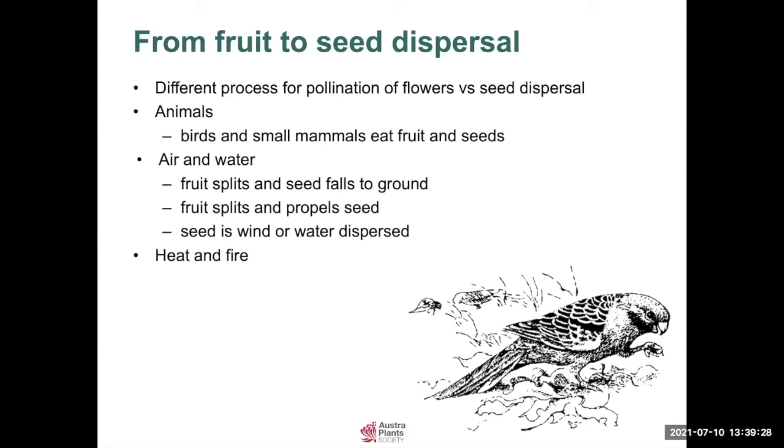So animals eat the fruit and distribute the seeds. So birds and small mammals will eat the fruits, but also air and water are involved in seed dispersal, where a fruit can split open and then through gravity, the seed will fall to the ground, or it might be propelled with great force, and then the wind and water can disperse that seed further. Heat and fire are also important in causing fruits to open, and of course sometimes for the seeds to germinate later as well, although that's more the smoke, the qualities in the smoke, the chemicals.